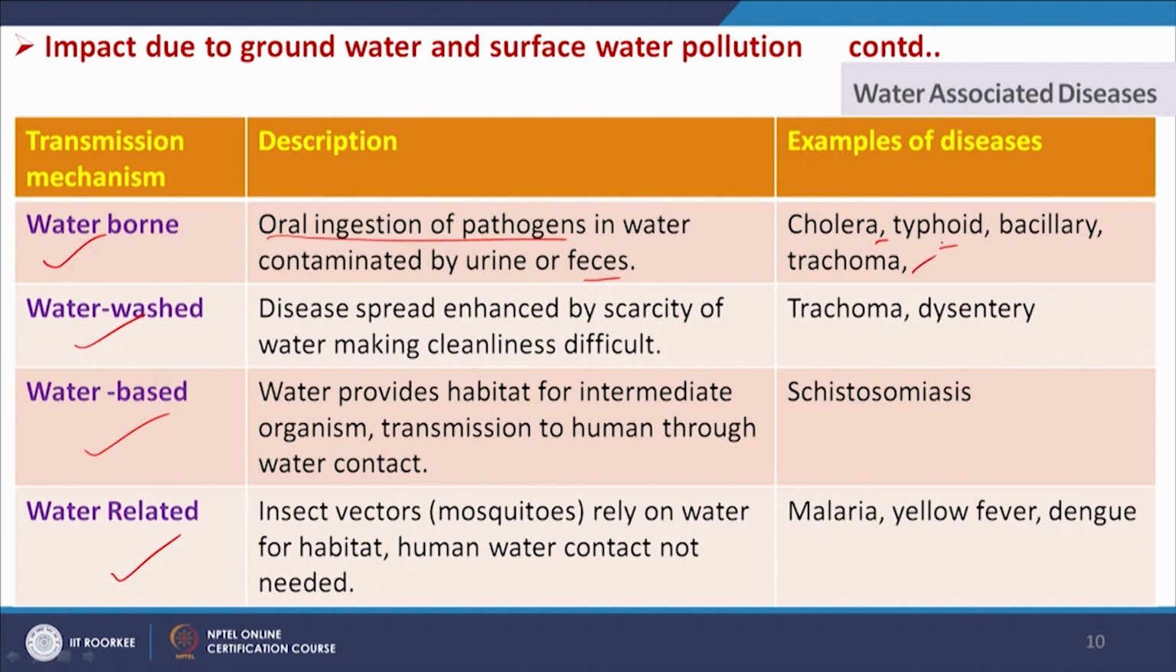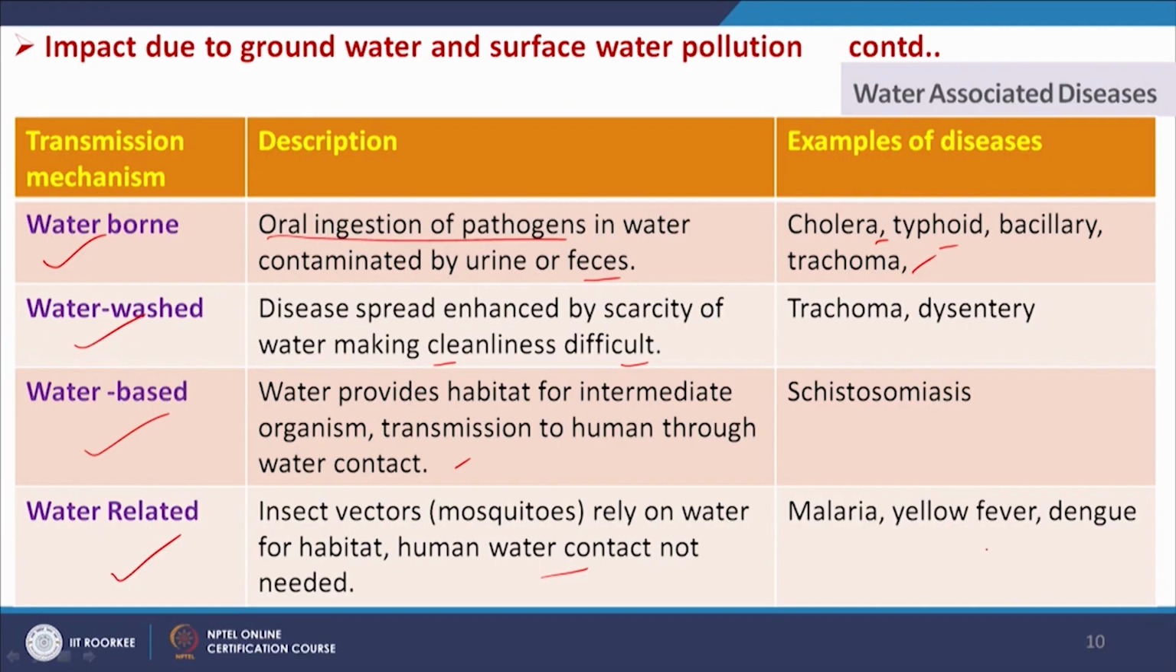So, those are some examples, and then water washed diseases. These diseases spread is enhanced by scarcity of water, making cleanliness difficult, and trachoma and dysentery are two examples of water washed diseases. Then water based: water provides habitat for an intermediate organism, with transmission to humans through water contact. This is schistosomiasis. Then water related diseases are caused by insects or vectors like mosquitoes that rely on water for habitat, and human water contact is not needed. Mosquitoes can carry this. So, water is needed for the growth of the mosquito.